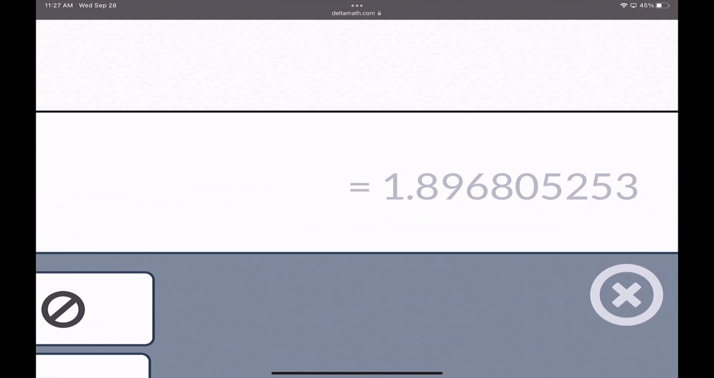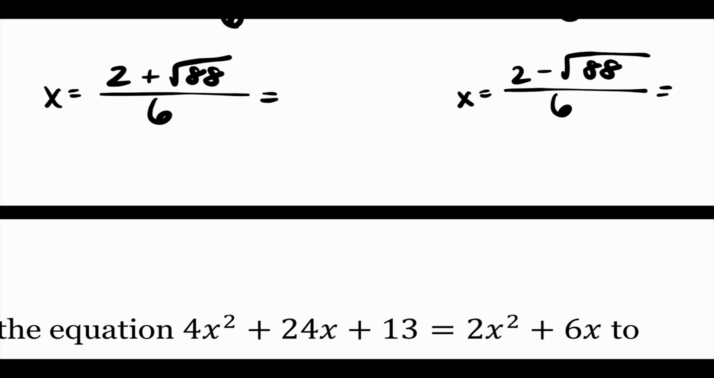So the guy behind it is 9. So 9 says, what should I do to the 8? Round up. So what I'm going to write down isn't 1.896805253. I'm going to just write the part they want me to, 1.9. I'm not going to worry about the rest. 1.9, that's it. You are done with that one. I don't have to write the rest of the numbers because I rounded to the nearest 10th.